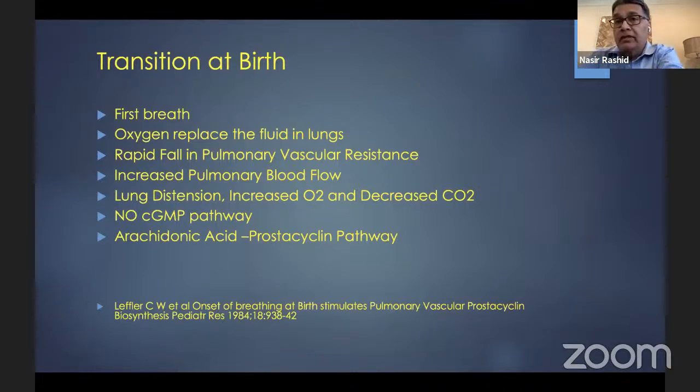There's another pathway that happens at the time of birth, which is called the arachidonic acid prostacyclin pathway. We'll talk about it in later detail. That leads to the production of prostacyclin, which will act by the cyclic AMP. Remember, nitric oxide is acting through the second messenger, which is cyclic GMP. Prostacyclin is acting by the cyclic AMP pathway and leading to pulmonary vasodilatation at birth. Next slide, please.